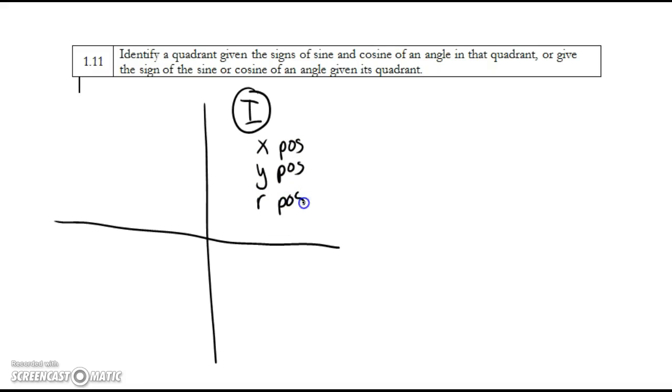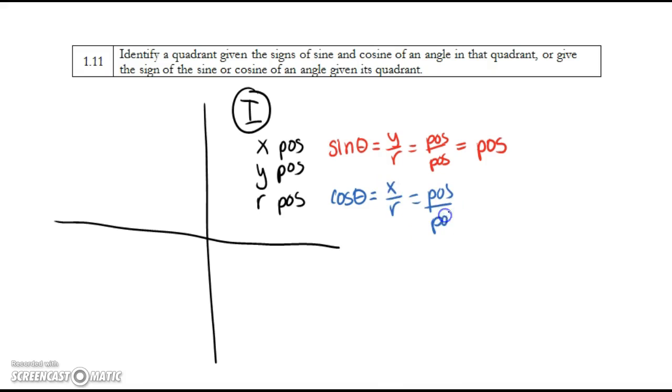And if we talk about sine, the sine of theta, which is y over r, is positive divided by positive, and therefore the sine of theta is positive. And similarly, we can analyze the cosine of theta. Cosine of theta is defined as x over r, both of which are positive. Positive divided by positive is positive. So sine is positive and cosine is positive in quadrant 1.